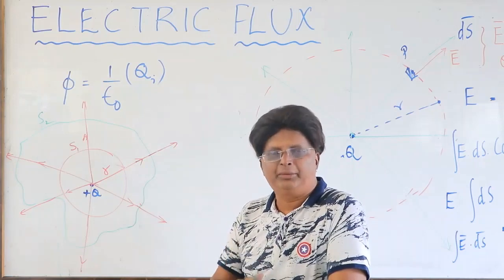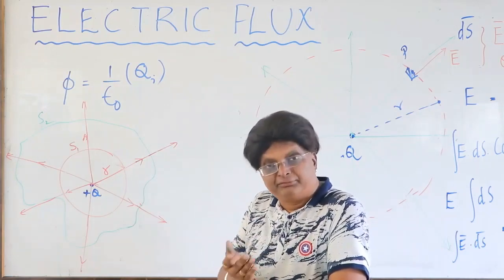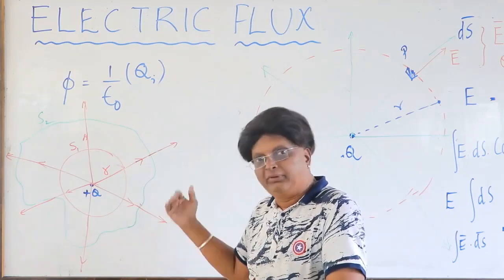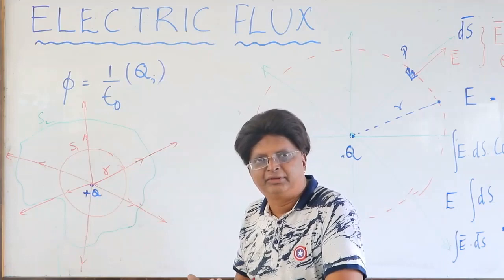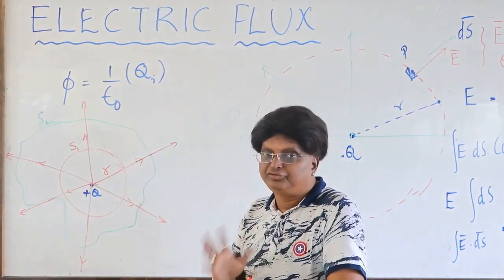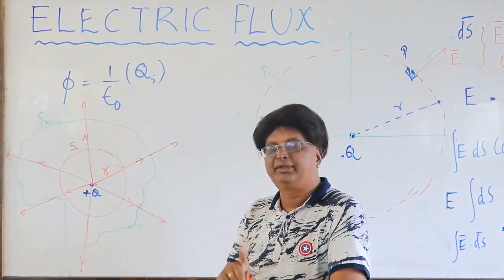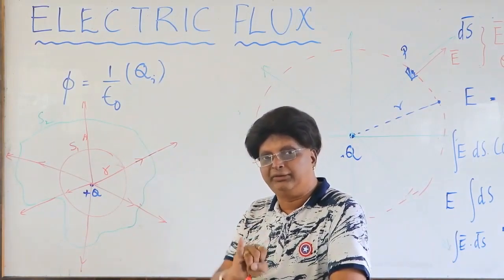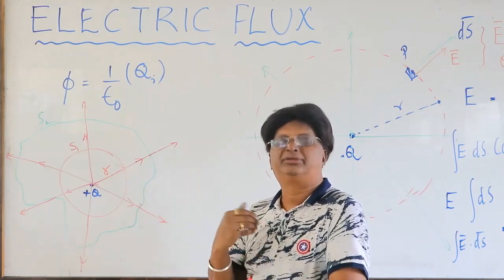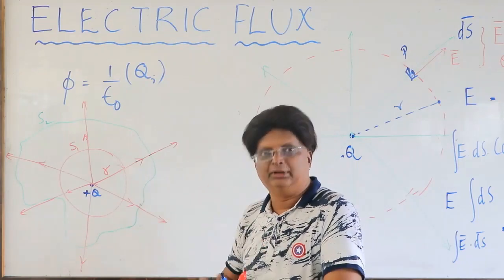But the point is that when we consider such symmetric shapes, like spherical or cylindrical, our mathematics will be simpler and more convenient. That is why, almost all the times, whenever we construct a Gaussian surface, it will be a symmetric 3D geometry, such as spherical, cylindrical, or parallelepiped. All such things we will consider, right?